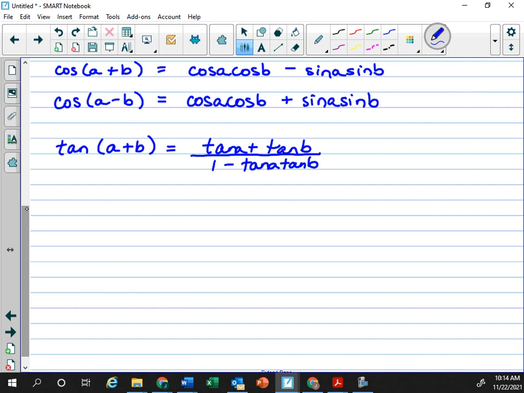Then tangent of A minus B, same thing, but opposite signs. So you'll have tangent of A minus tangent of B, all over 1 plus tangent of A times tangent of B. All right, so that's all the formulas for today.